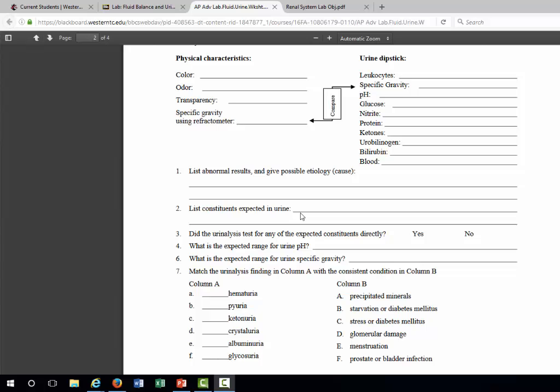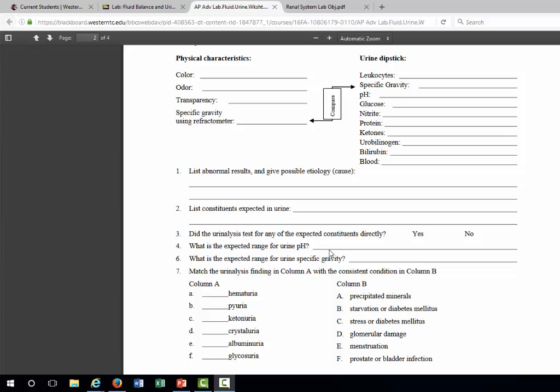All right, expected pH range for urine. What's the normal range for urine? That's typical, but the actual range, what is considered acceptable, 5 to 8.5 is what I have. Do you have something different in your lab? Oh, yeah, the textbook might be different than your lab book because there's different authors for that. So 5 to 8.5 is what your lab book says.